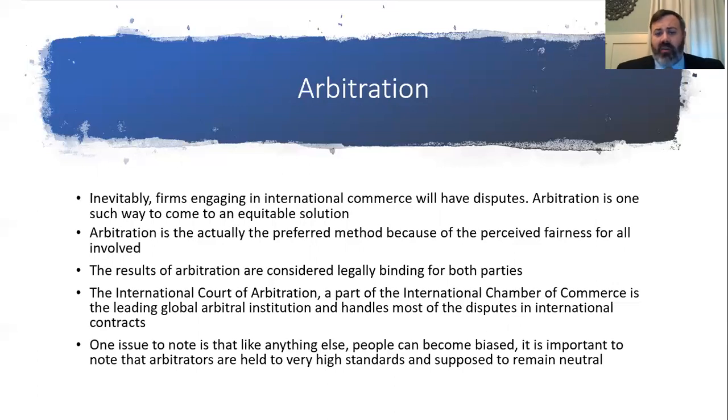And the International Court of Arbitration, which is a part of the International Chamber of Commerce, is the leading global arbitral institution, and it handles most disputes in international contracts anyway. An issue to note is that, like anything else legal, people can become biased, lawyers and such, but it's important to note that arbitrators are held to a very high standard, and they are supposed to remain neutral in any and all cases so that the solution is more equitable for everybody involved.